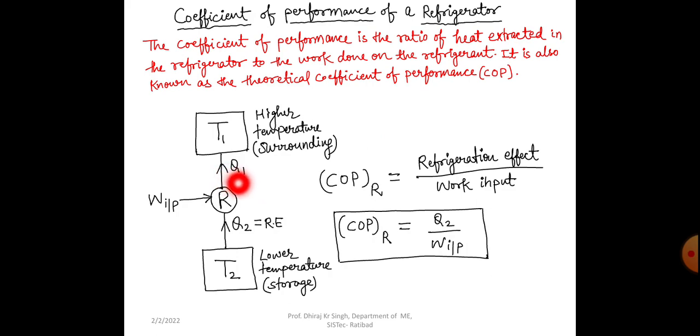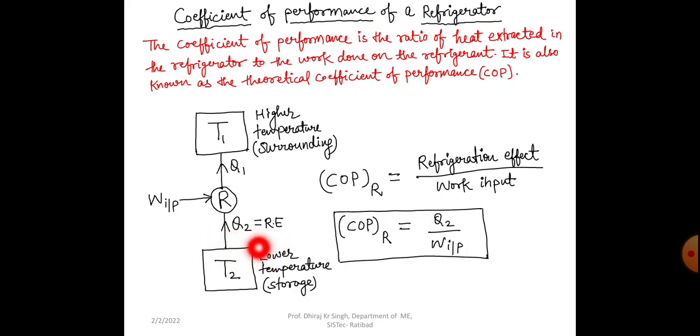So here, dear students, we can see the diagram of a refrigerator. This T1 is the higher temperature, that of the surrounding, and this T2 is the lower temperature, that of the storage, right? Where we want a lower temperature, this is that place, the storage place. So for running a refrigerator, we have to give work input to it. Here we have given WIP, that is work input to the refrigerator, and the refrigerator is extracting Q2 heat from this lower temperature thermal reservoir, right?